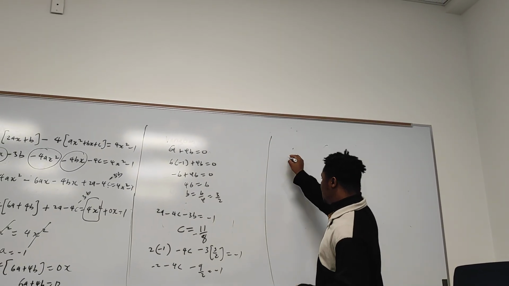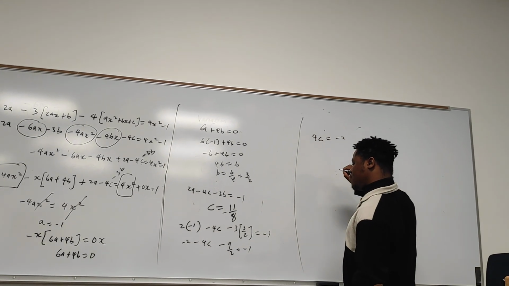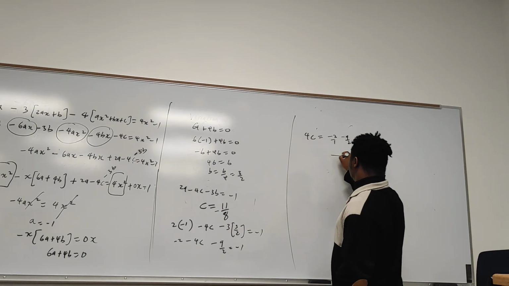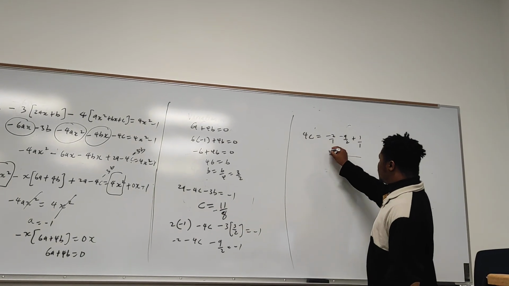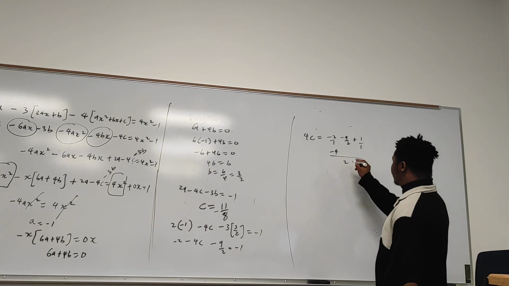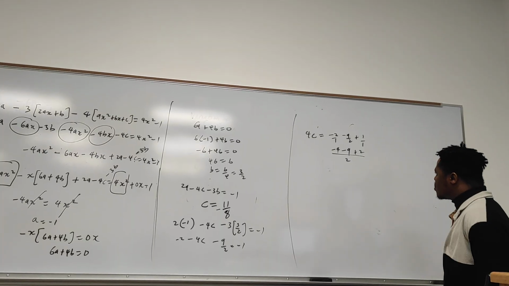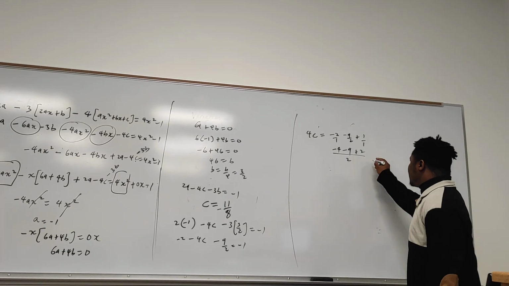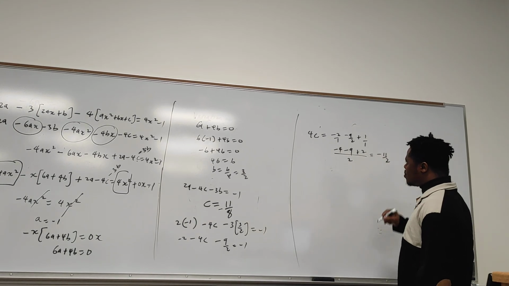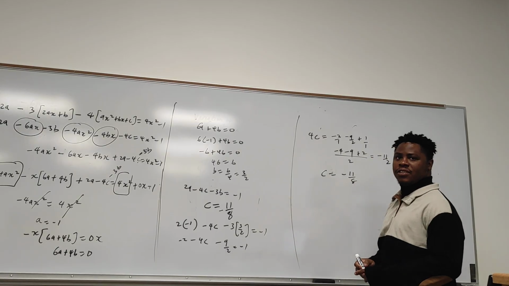So if you flip it over, it becomes 4c is negative 2 minus 9 over 2 plus 1. So that gives negative 4, negative 9 plus 2. Okay, that gives minus 11 over 2, and c becomes minus 11 over 8. Did you get the same?